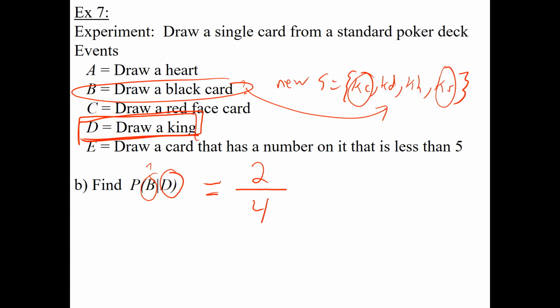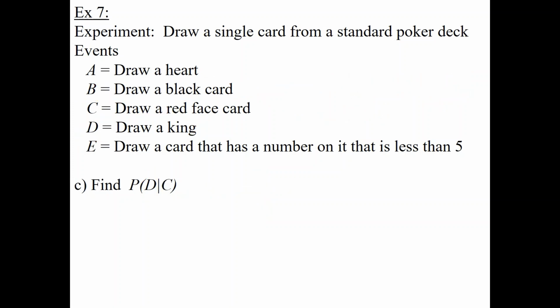All right, let's try the next one. Same thing. We're drawing 1 card from a deck. It says find the probability of D given C. So again, I've drawn 1 card. It's already been drawn. I'm not going to draw a second one or anything, but I don't look at it and I show it to you. You tell me that C has occurred. You tell me it's a red face card.